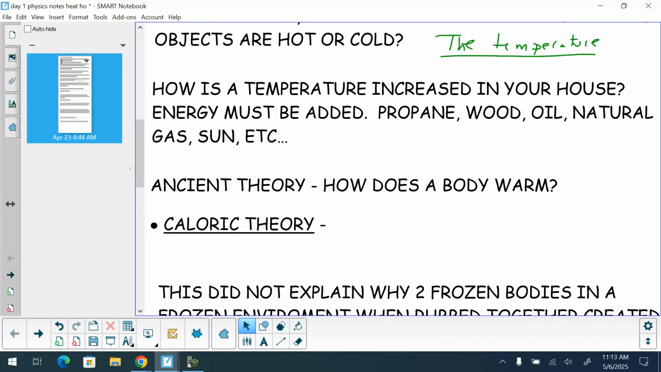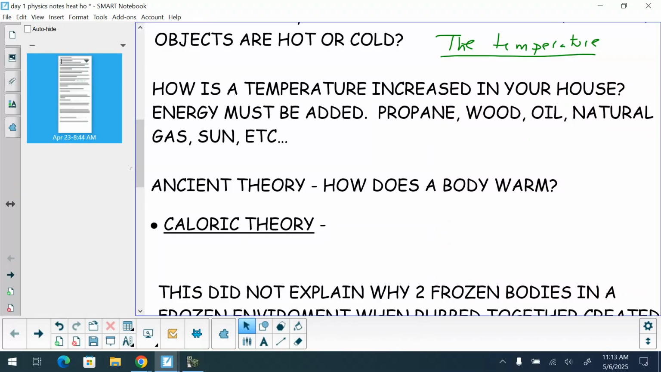Energy must be added. Your hands are 98.6 degrees. You rub your hands together, and you create friction. And when you create friction, friction is thermal energy. Okay? So you're adding thermal energy to your hands, and your hands get warmer. You've added energy.